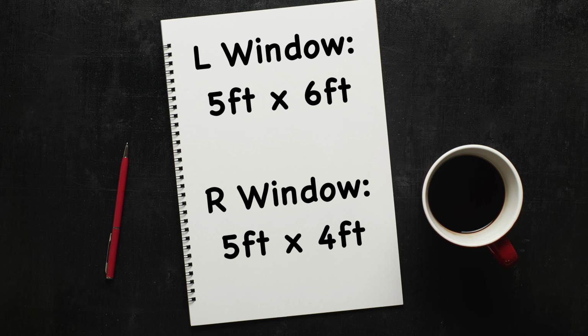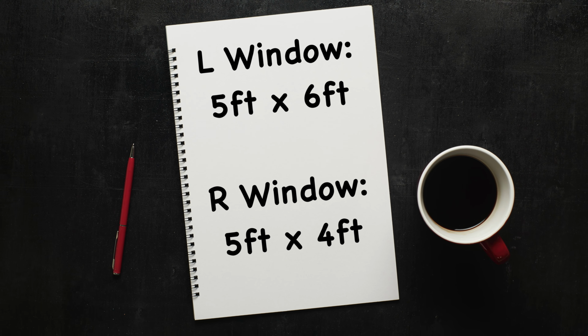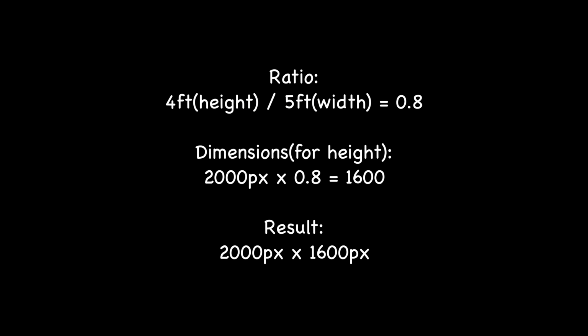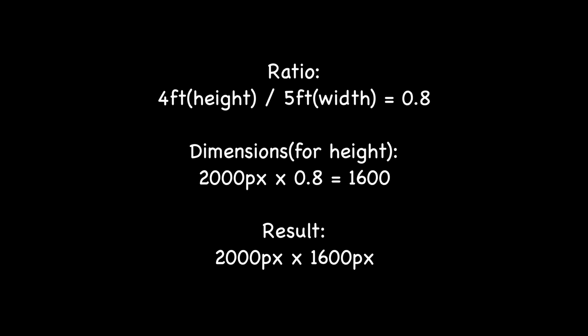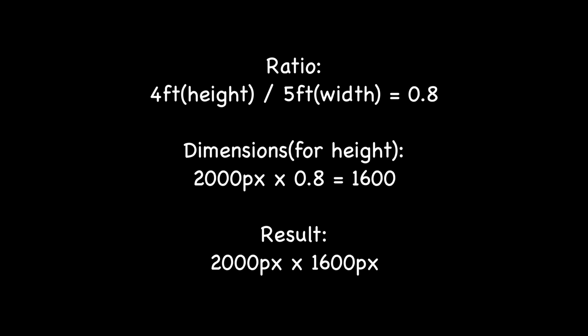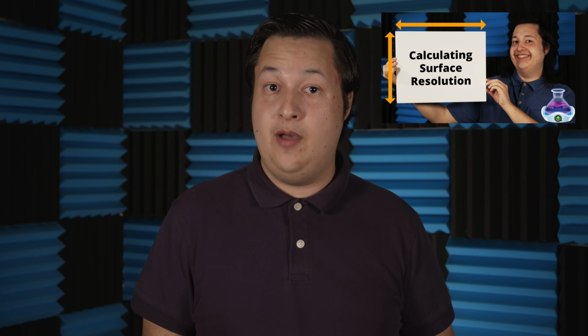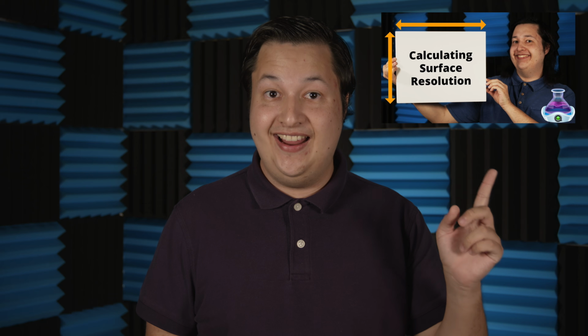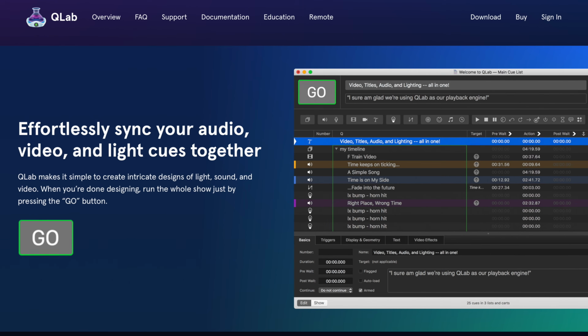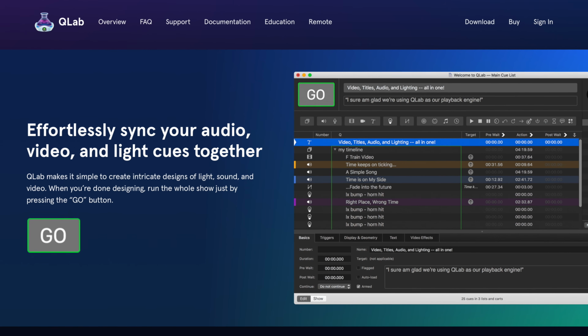Using the dimensions of the windows we wrote down earlier, we need to calculate the surface resolution. We will be doing this by finding the ratio of the width to the height and multiplying the resolution of one axis by that ratio. I created an entire video on this topic, so feel free to check out this video here if you need a quick refresher. Since this is a simple projection design, I will be using QLab.